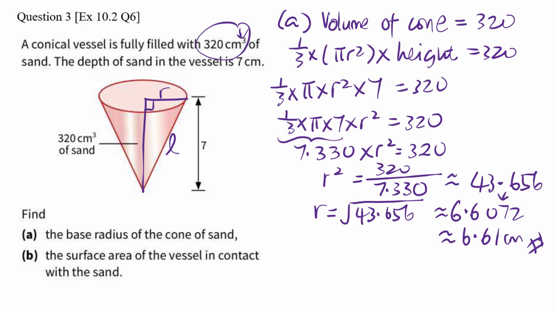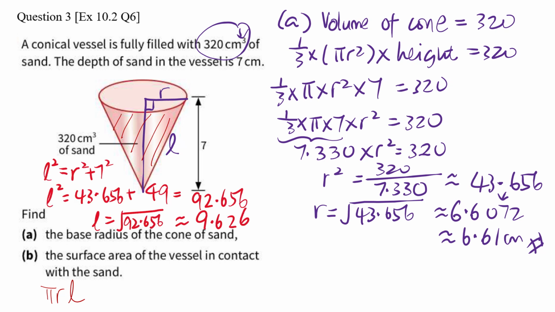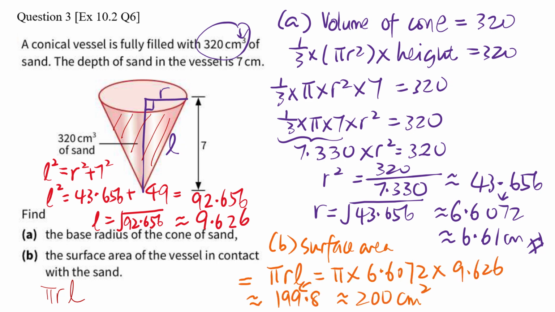For part B, you are asked to find the surface area of the vessel in contact with the sand. So basically, it's just the curved surface area of your cone. To find the curved surface area of the cone, the formula is pi r L. So I need the value for L, the slant height. We can use Pythagoras theorem. This one is similar to the earlier concept we have learned. Using Pythagoras theorem, find the slant height to be 9.626. Plug into the formula pi r L, you'll get 199.8. Look at the number 8, more than 5, carry 1 to 9, and then carry 1 to 9 again, carry 1 to 1, become 200 centimeters squared for area.